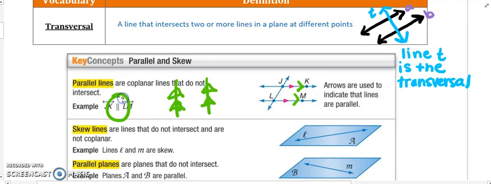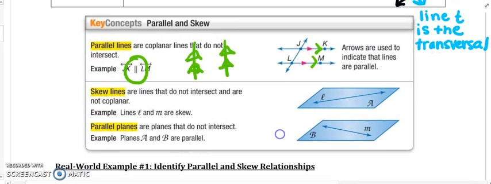This is the symbol for parallel to show that two lines are parallel. And remember, parallel lines from your algebra days are lines that run alongside each other forever and never touch. They also have the same slope. Skew lines is a new word, and these are lines that do not intersect and are not coplanar.